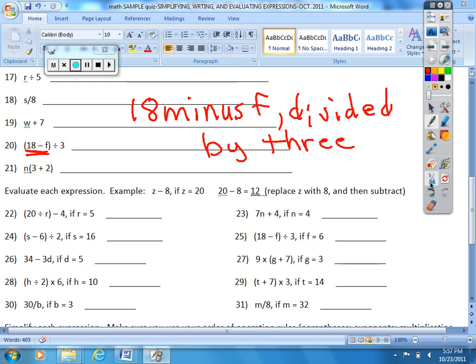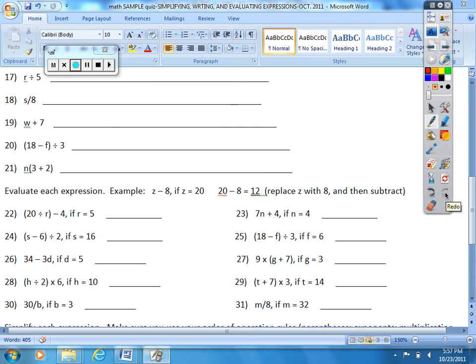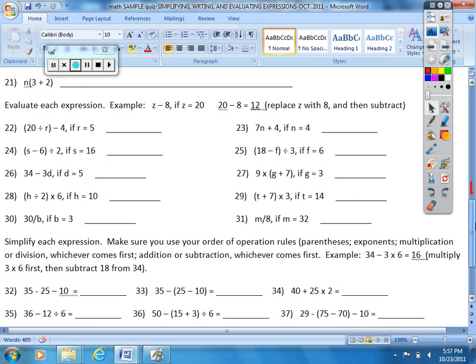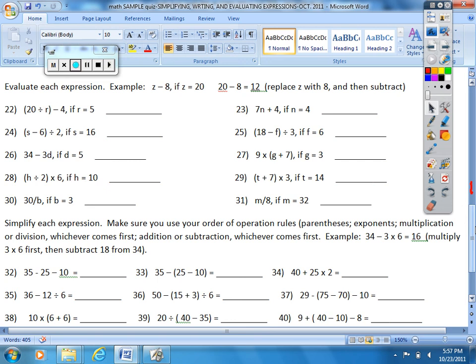All right, now evaluating quickly. Evaluating an expression, all you're doing is substituting a value that's been given to you. All right, I'll do a couple of these. We'll just start with the first one. It says, I've got parentheses, so I've got to do that first. I'm going to put, wherever I see R, I'm going to put 5.